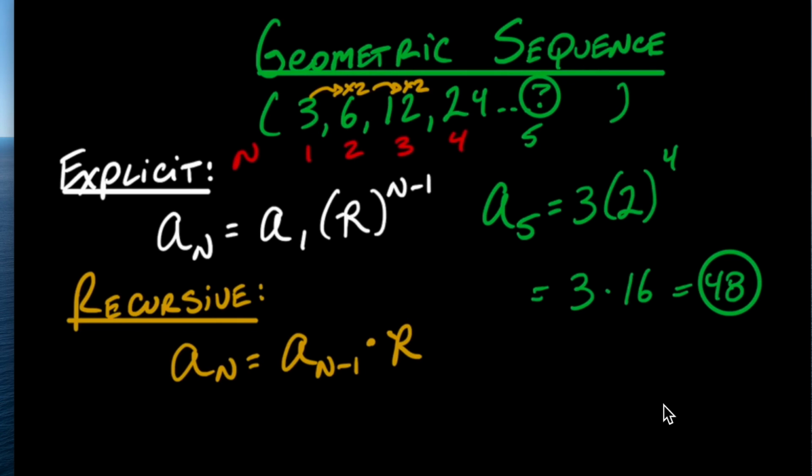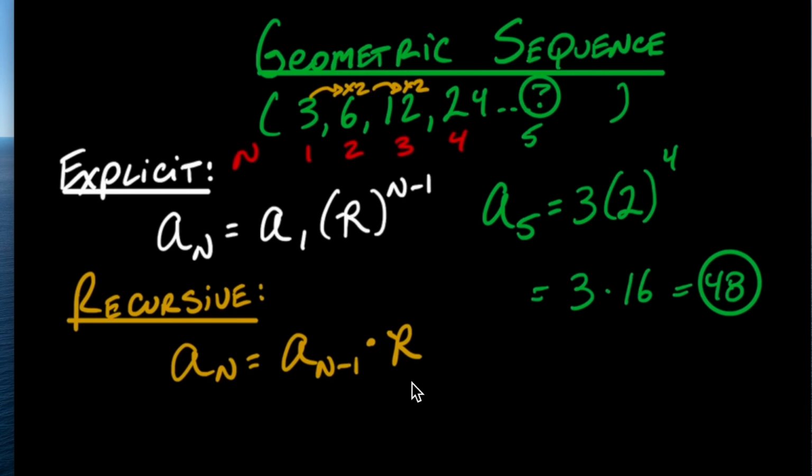Okay, let's look at the recursive formula. Again, despite the intimidating sounding name, this is easier. Look, if you want to find a certain value at a position n, what do you do? You go to the value of the position right before it, which is n minus 1, and you multiply it by the common ratio. What could be easier?